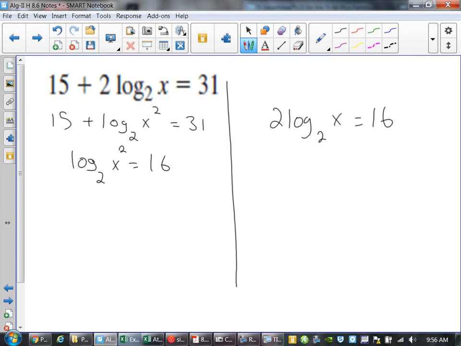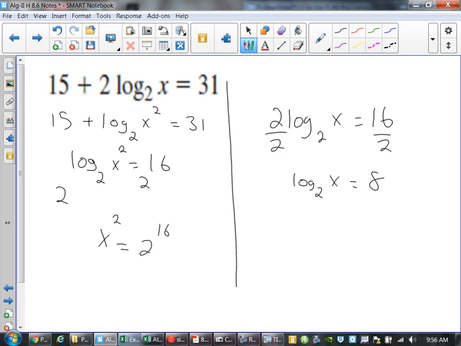So far. Here, what do you think you would have to do first? Divide by 2, right? So then I have the log base 2 of x is 8. Here, you'd have to exponentiate. Do you agree? Log base 2 is 8, you have to exponentiate. So I get x squared is 2 to the 16th power.